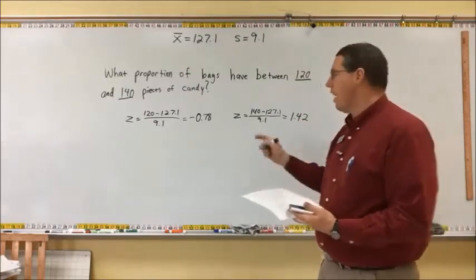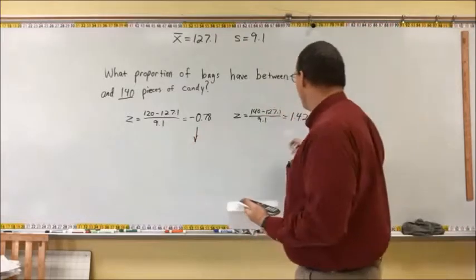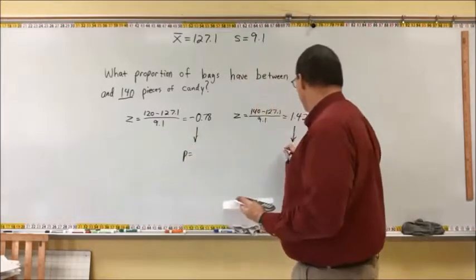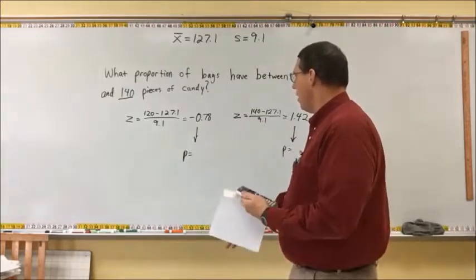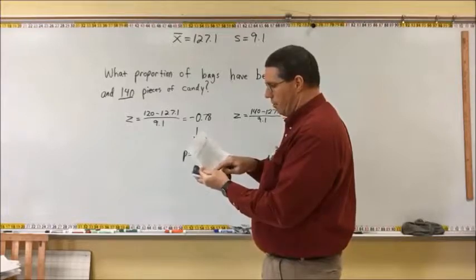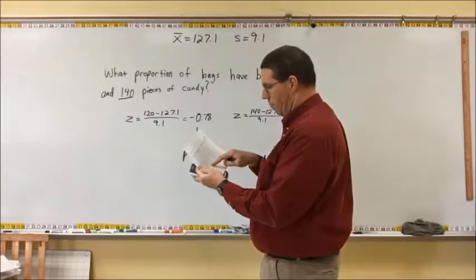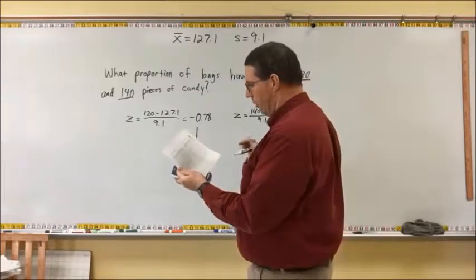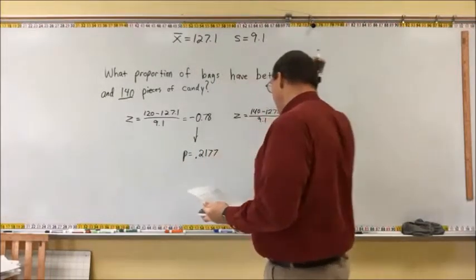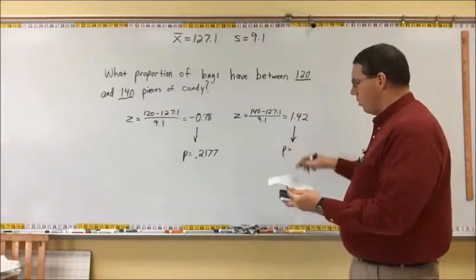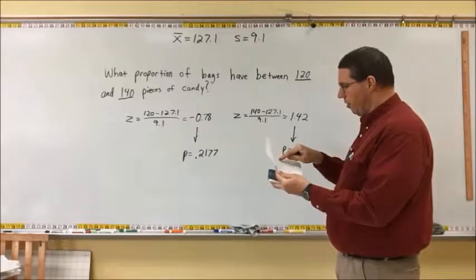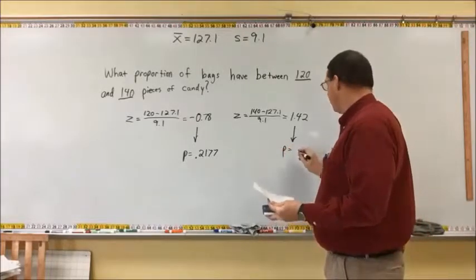Now we need a p-value associated with this z-score and with this z-score. We'll go in the table and find negative 0.78. I got negative 0.7. Now I'll go over to the column where it has an 8 at the top, and I have 0.2177. Now over here, we'll find 1.42. I see 1.4. Go over to the column with the 2 at the top, and I got 0.9222.